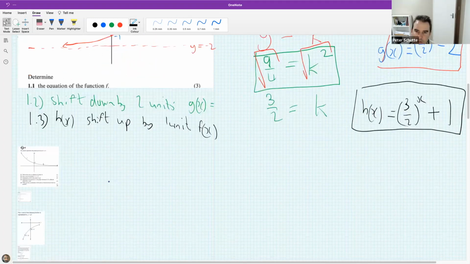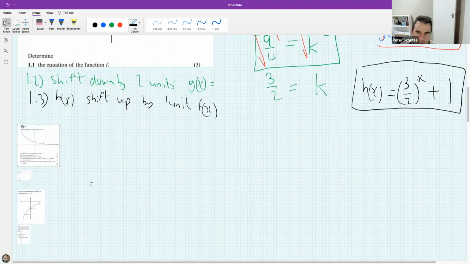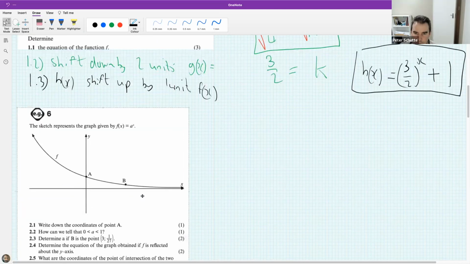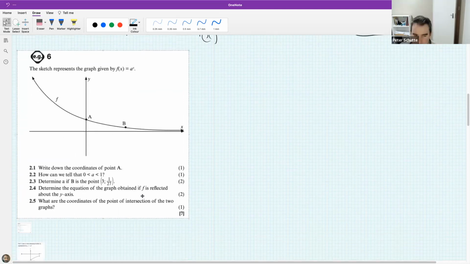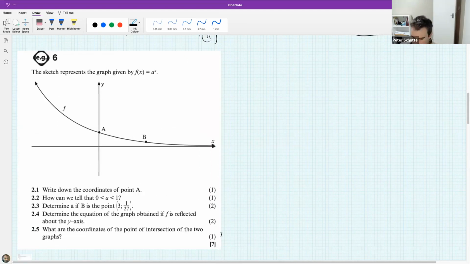All right, well, let's move on. Don't worry if you're feeling confused, we're going to still work on it. Let's do a little question like this. This one says, the sketch graph represents f of x equals a to the x.